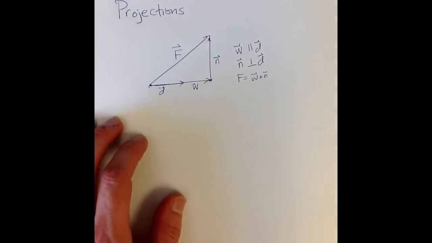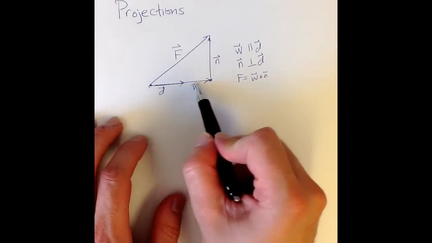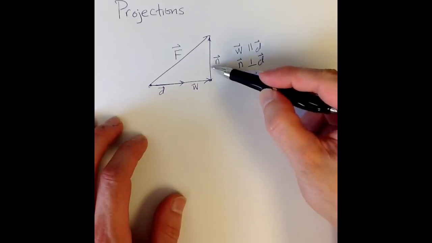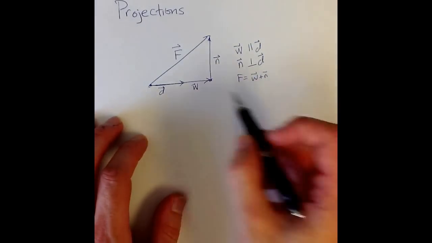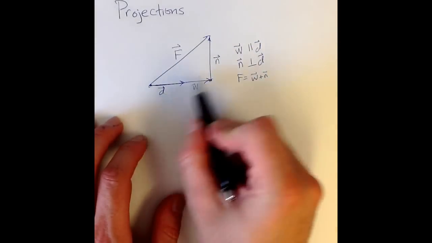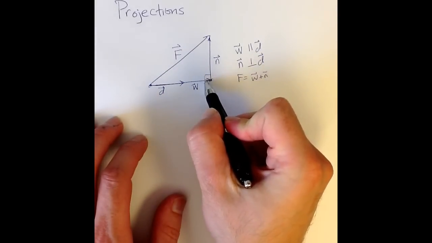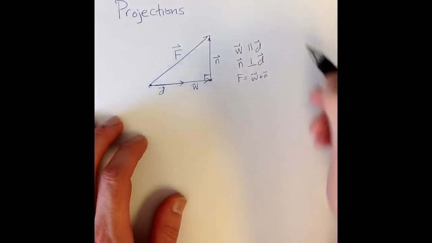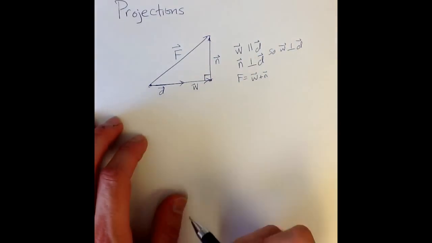The basic idea is we're trying to break f up into the part that is parallel to d and the part that's perpendicular to d. Since w is parallel to d and n is perpendicular to d, there is a right angle right here. Actually, w is also perpendicular to d.